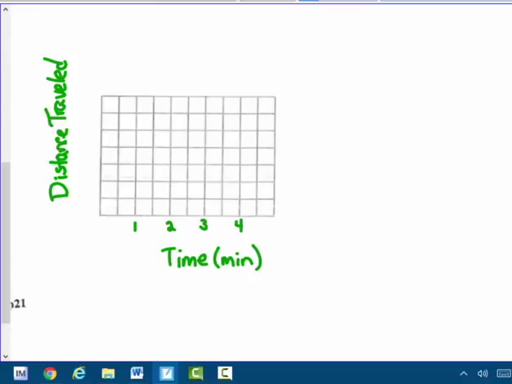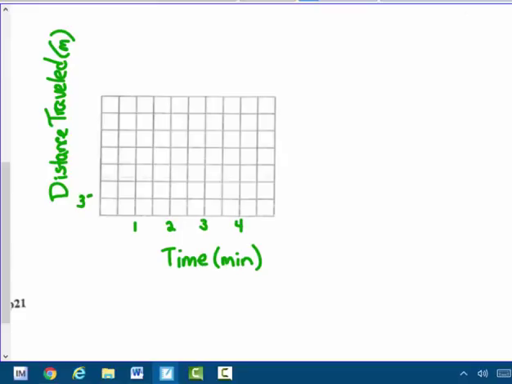So 2 units to represent 1, 2, 3, 0, 1, 2, 3, 4. Yep, we're good. So this is time, and it's minutes. So we want to label our axes, right? And my other axis is distance traveled. And how am I traveling that distance? In meters. And it says 1 unit to represent 350.